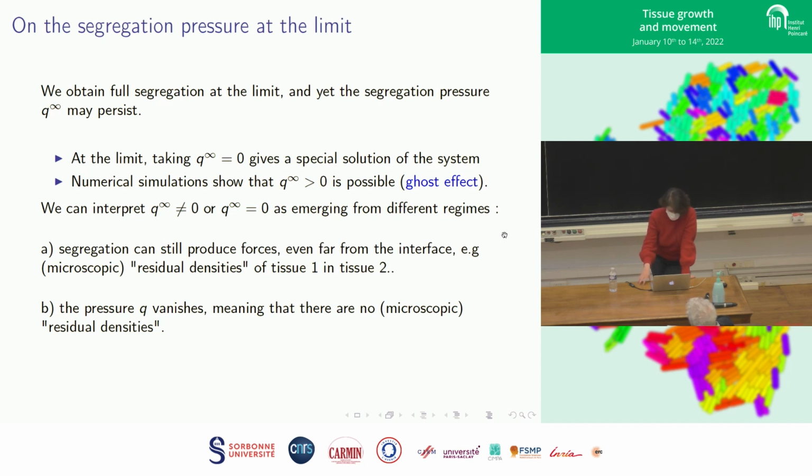So somehow this means that you don't segregate fast enough. So in the end, you may have some residual of densities, some residual of tissue 2 in tissue 1. And these residuals still produce forces, even if we don't see them at the macroscopic level. So we don't see the densities, but we might see how they affect the dynamics.